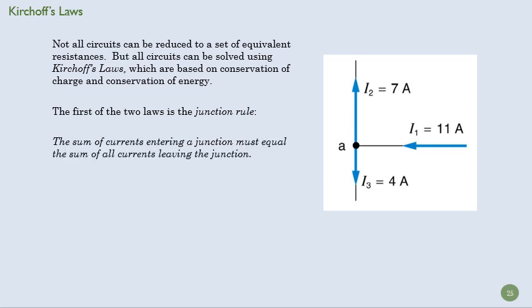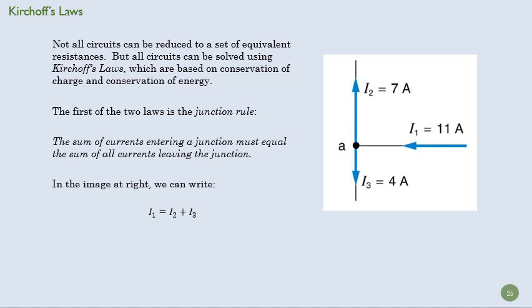The junction rule says the sum of currents entering a junction, right? Our junction here is A, must equal the sum of the currents leaving. That makes good sense, right? Think of our pipe metaphor. If I have water flowing through here, that water has to leave either through there or through there, and they have to be equal. I can't have more water leaving a junction than's coming in, and vice versa.